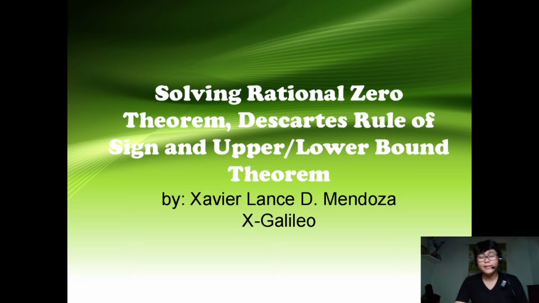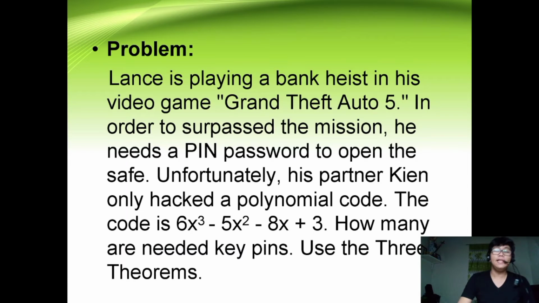three theorems. So, the problem is, Lance is playing a bank heist in his video game Grand Theft Auto 5. In order to surpass the mission, he needs a PIN password to open the safe. Unfortunately, his partner can only hack a polynomial code. So the code is 6x cubed minus 5x squared minus 8x plus 3. How many pins are needed? And of course, use the three theorems.